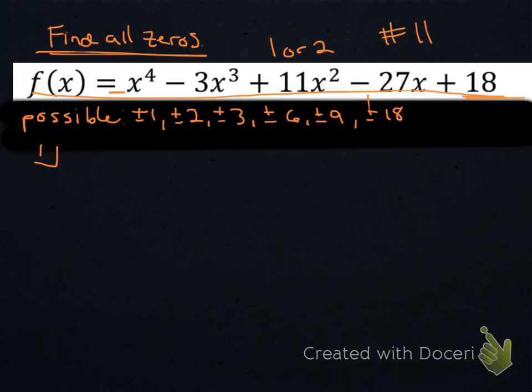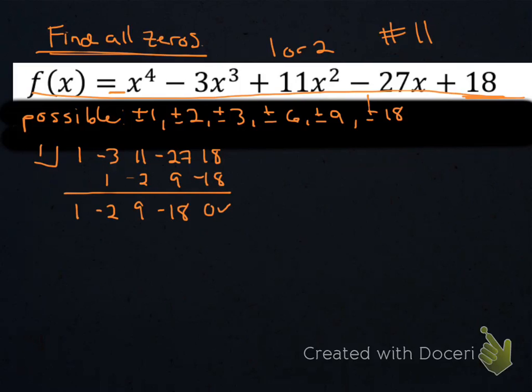Let's put in our constants. We'll have 1, negative 3, 11, negative 27, and 18. Alright, so bring down our 1. 1 times 1 is 1. Negative 3 plus 1, negative 2. 1 times negative 2 would be negative 2. 11 minus 2 is 9. 9 times 1 is 9. Negative 27 plus 9, we get negative 18. Negative 18 times 1, negative 18, and 0.